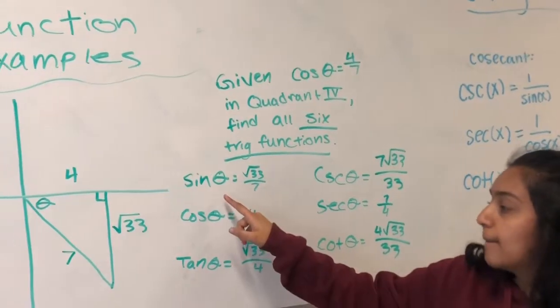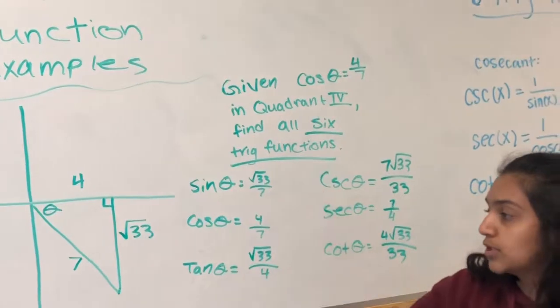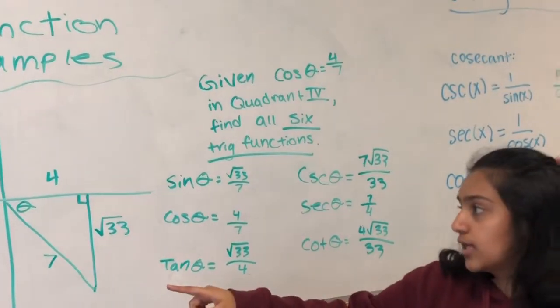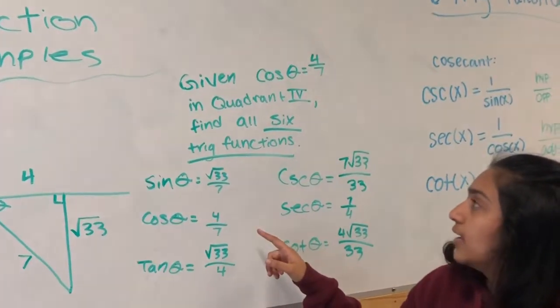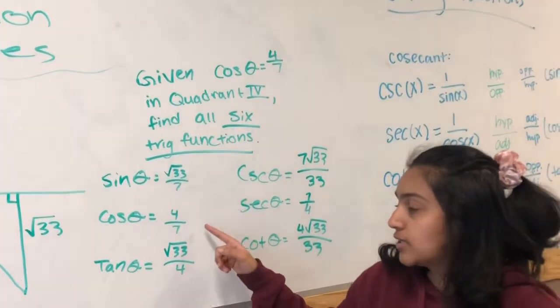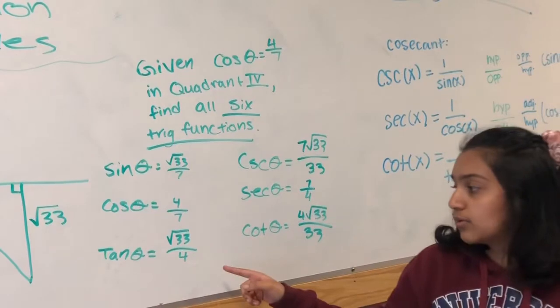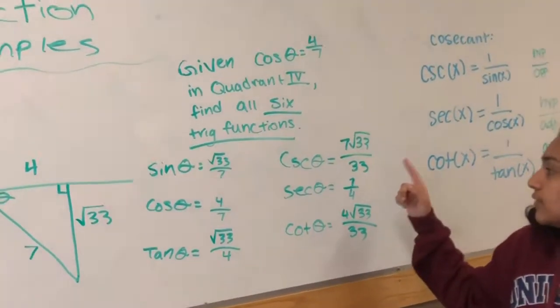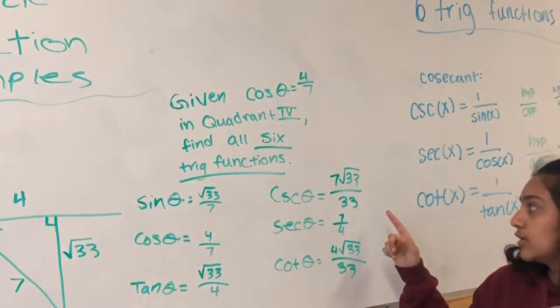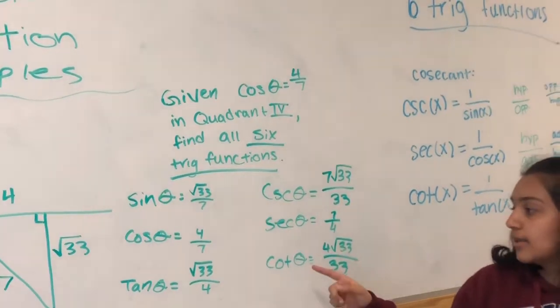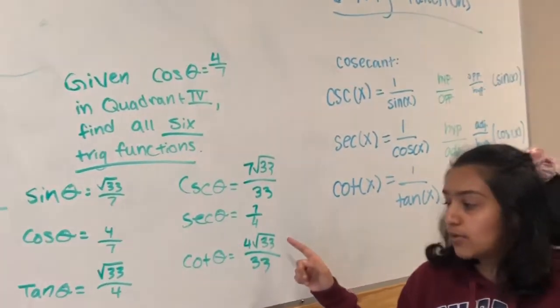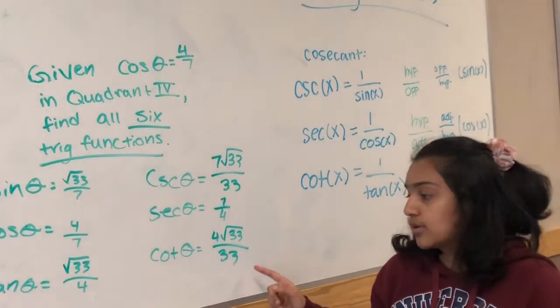Sine of theta, you would solve for that, and you get negative root 33 over 7. It's given cosine of theta, so you know it's 4 over 7. Then you find tan of theta, and you get negative root 33 over 4. For cosecant, you get negative 7 root 33 over 33. For secant, you get 7 over 4, and cotangent is negative 4 root 33 over 33.